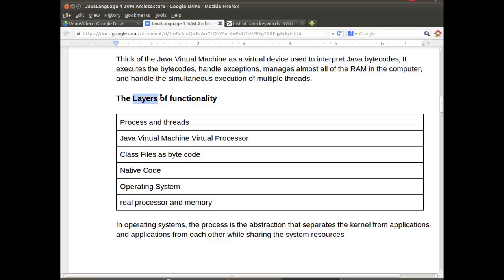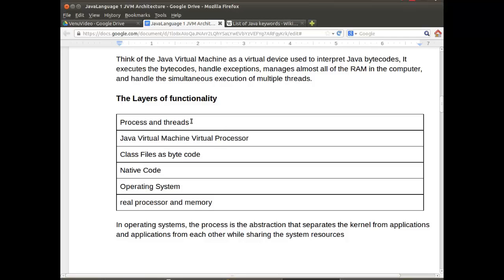So let's start. This is where we think of when we write code. When we write our Java code, we're writing it to run at this level, and we're thinking at this level. We're thinking about our main process that can create child processes called threads. That main process is our Java application, or sometimes we can think of the application and the JVM as being the same thing. Now, the Java virtual machine virtual processor.